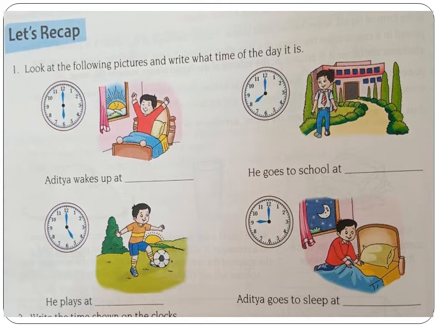So, Aditya wakes up at. So, you have to look at the hands. So, the long hand, that is the minute hand, is pointing towards 12 and the short hand is pointing towards 6. So, tell me what is the time? Yeah, it is 6 o'clock. Next, he goes to school at. So, what is the time? Yeah, it is 8 o'clock.